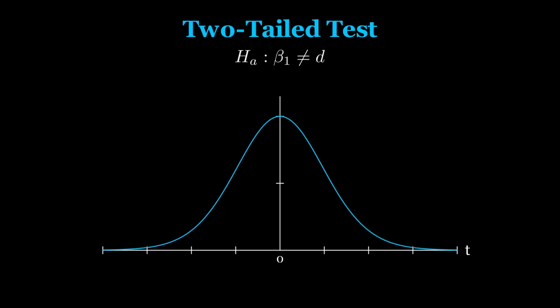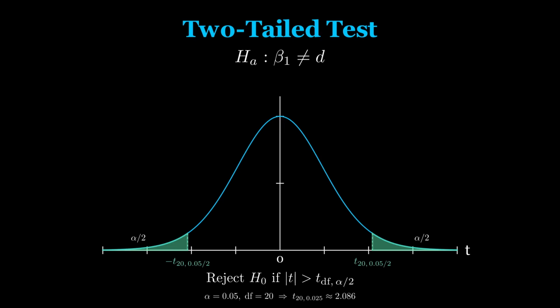A two-tailed test is used when the alternative hypothesis does not specify a direction. You're simply asking whether beta 1 is significantly different from d, regardless of whether it's larger or smaller. For a two-tailed test, alpha is split equally between both tails. This gives two critical values, negative and positive t at the alpha over 2 level. We reject the null hypothesis when the absolute value of the t-statistic exceeds the critical value.